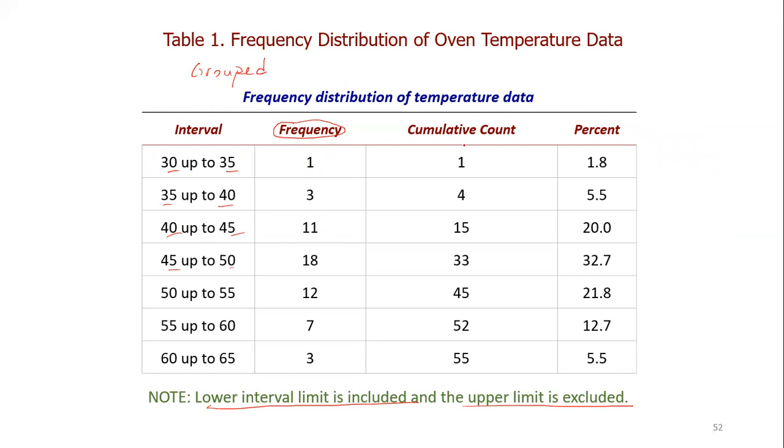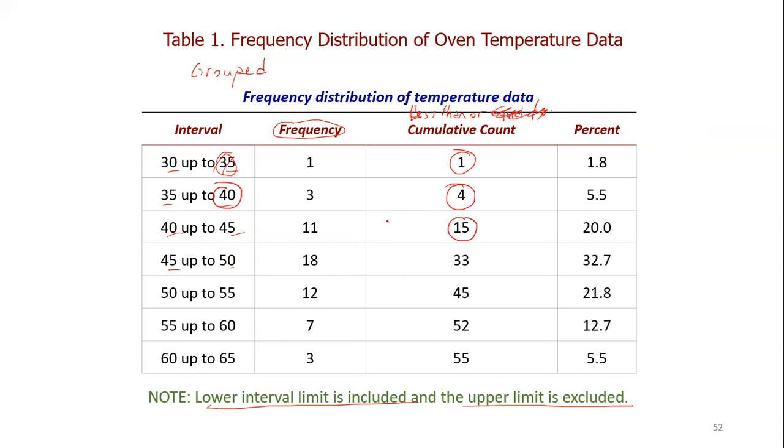And here you have the cumulative count, a sort of less than or equal to column. So you have one item which is less than or equal to 35. In fact, this is group data, so saying less than or equal to is not true here. Let's say only less than. Only one item is less than 35, four items are less than 40, right?